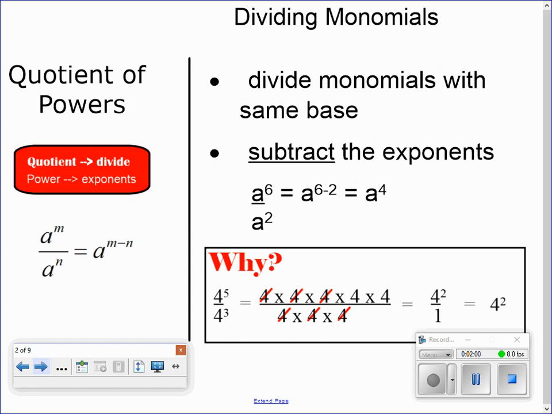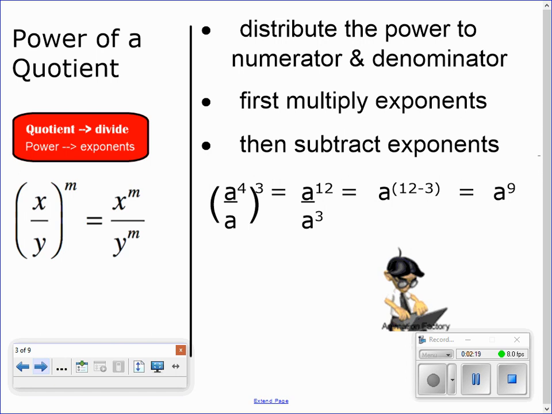Now, if we look at the exponent of 4 squared, and we look at the exponents from what we had before, we see that 2 is really the difference between 5 and 3. So if I do 5 minus 3, we'll end up with 2, and so that is why we can subtract their exponents.